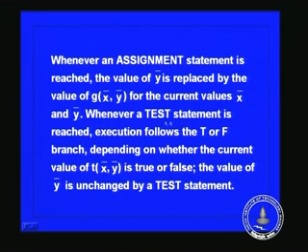Whenever a test statement is reached, execution follows the true path or the false path, the true branch or the false branch, depending on whether the current value of t of x bar y bar is true or false. The value of y bar is unchanged by a test statement.